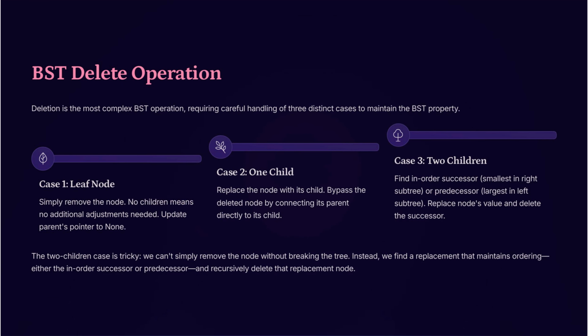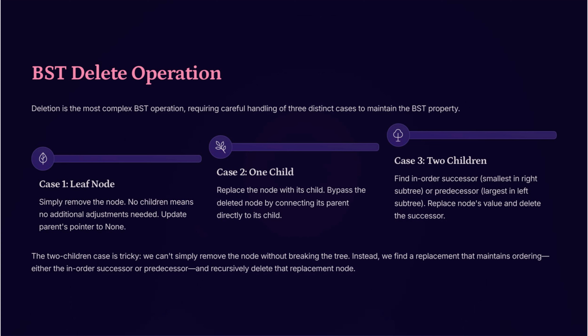Deletion in a binary search tree involves three cases. For a leaf node, simply remove it. If the node has one child, connect its parent to the child. With two children, replace the node with its in-order successor or predecessor, then delete the successor or predecessor to maintain the tree's structure.